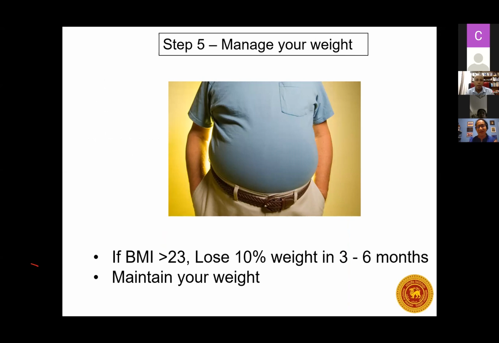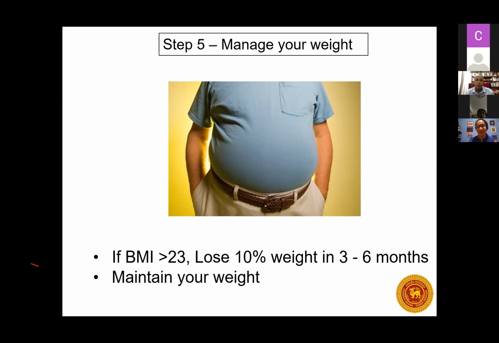For Sri Lankans, we consider a BMI of 23 as a cutoff for overweight. So if a diabetic patient has a BMI of more than 23, weight loss of 10% should be aimed at to be achieved in 3 to 6 months. And then maintaining the weight is actually the most challenging one and also the most essential one after that.